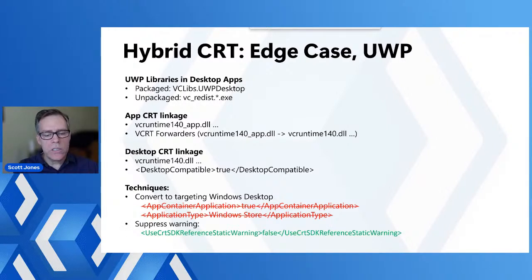The second is to suppress that warning that I mentioned. And there's a project property that you can use to do that, which is UseUCRTSdkReferenceStaticWarning. Set that to false, and then you'll end up with the same result either way.